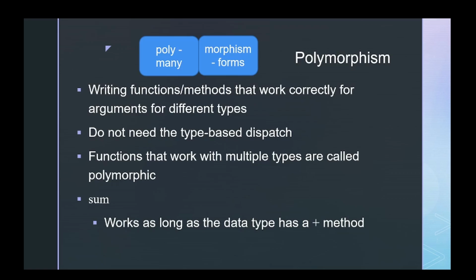Now, the difference is we don't need the type-based dispatch in this case. Functions that are just able to work with multiple types are called polymorphic. So for example, sum. Sum is going to work as long as your object has a method that allows use of the plus sign. And we've seen sum work with integers and floats, for example, and it works the same both ways.